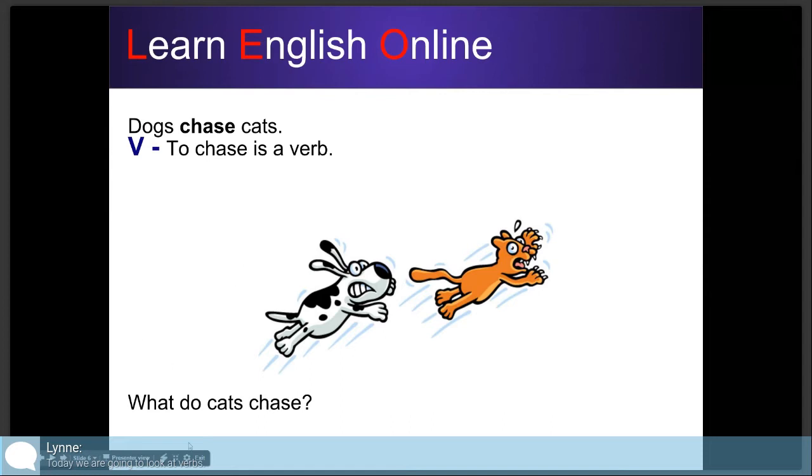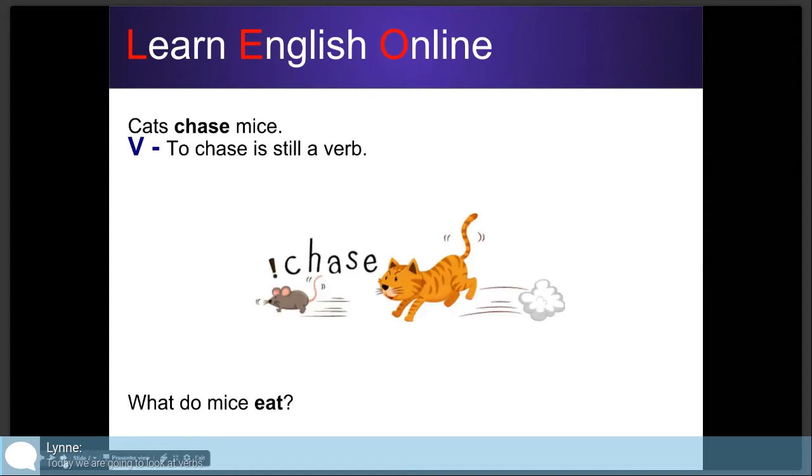Anyway, to lurk is a verb. So what do cats chase? I think you all know. Cats chase mice. To chase. Yeah, that's the doing word. Oh, poor mouse. Naughty cat. To chase is still a verb. Dogs chase cats. Cats chase mice. Mice don't chase cats. Cats don't chase dogs, usually.